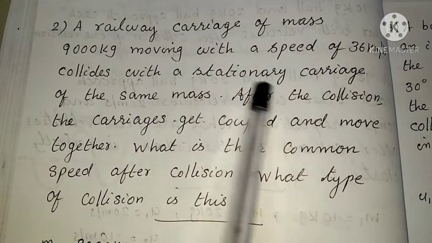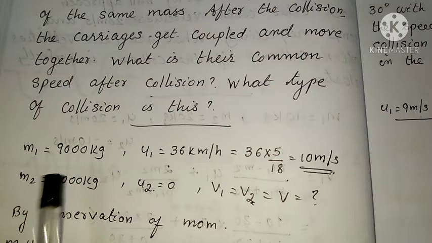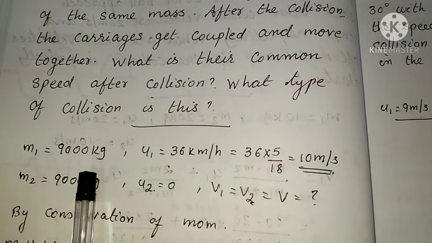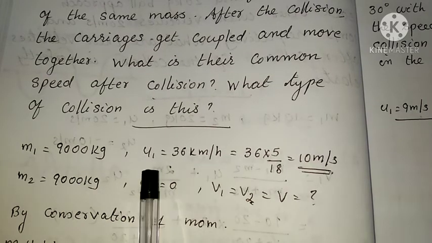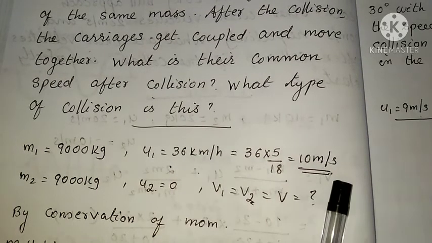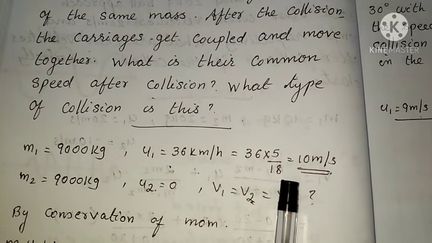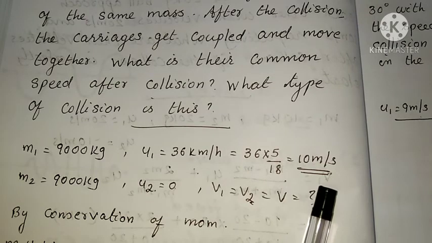Here the question consists of a railway carriage of mass 9000 kg. We can write m1 equal to 9000 kg moving with a speed of 36 km per hour. Its initial velocity u1 equal to 36 km per hour. Change it into meter per second by multiplying it with 5 by 18. You will get the answer u1 equal to 10 meter per second.